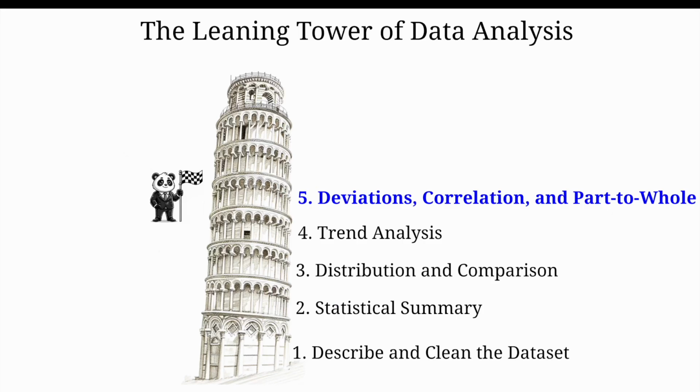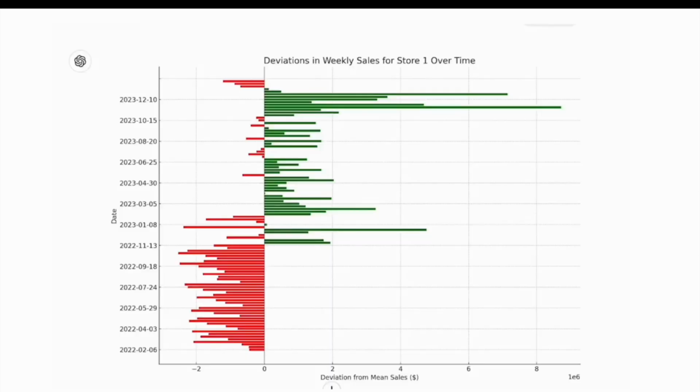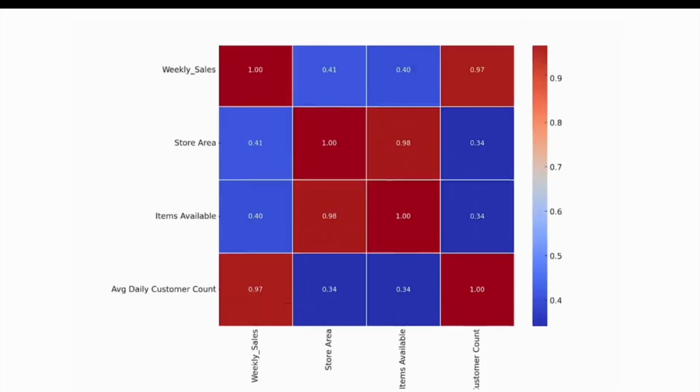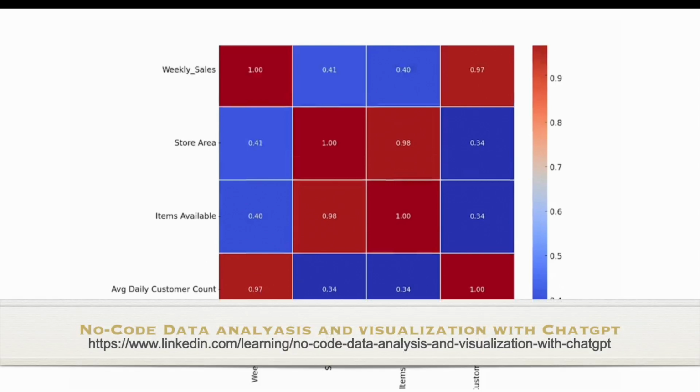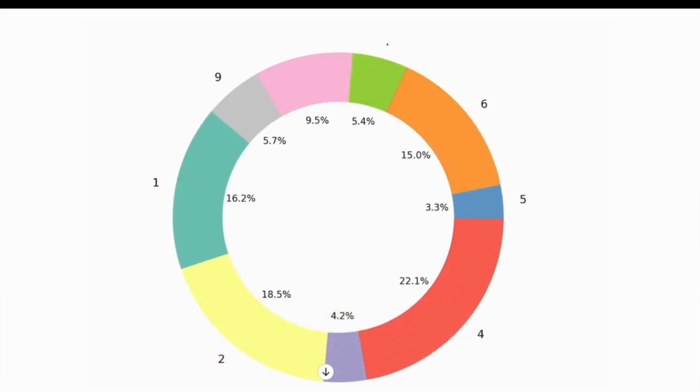As we ascend to the fifth floor, our analysis deepens. We start by identifying deviations, detecting outliers that don't follow the expected pattern. Next, we explore correlations, asking how different variables interact with each other. Finally, we use part-to-whole analysis to see how individual pieces contribute to the bigger picture.